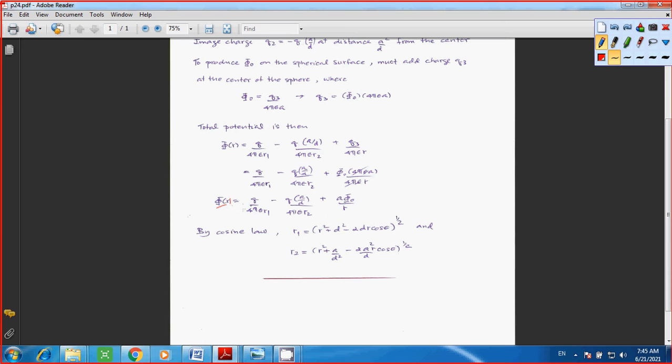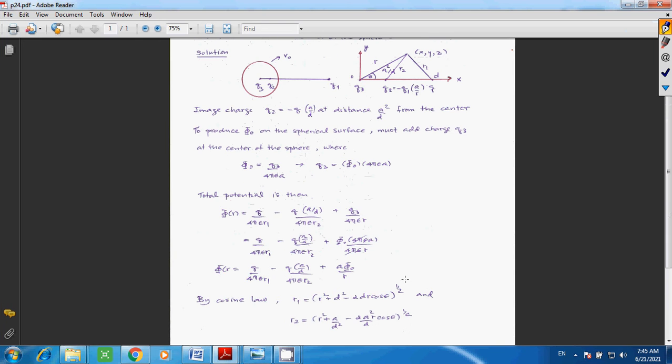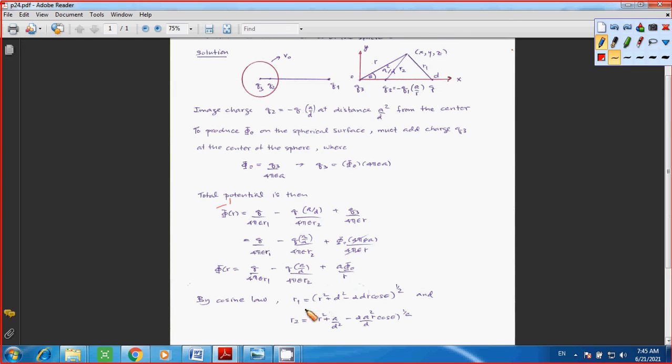Okay, so your phi r is going to be equal to q divided by 4 pi epsilon r1 minus q a over d over 4 pi epsilon r2 plus a phi 0 over r. And from the picture, by the cosine law, your r1 is going to be equal to the square root of r squared plus d squared minus 2 d r cosine theta.